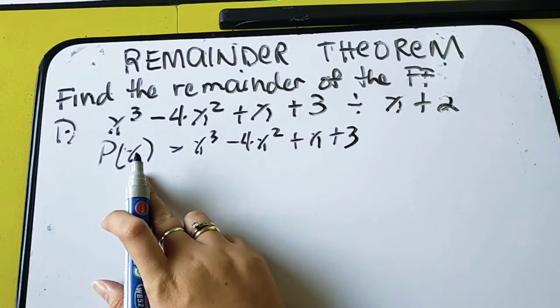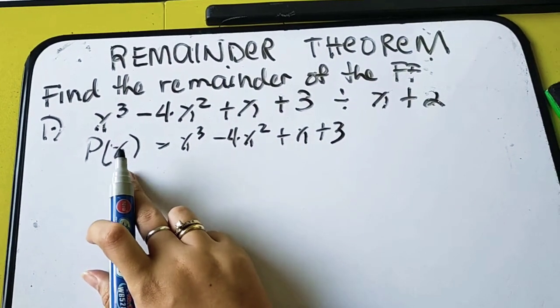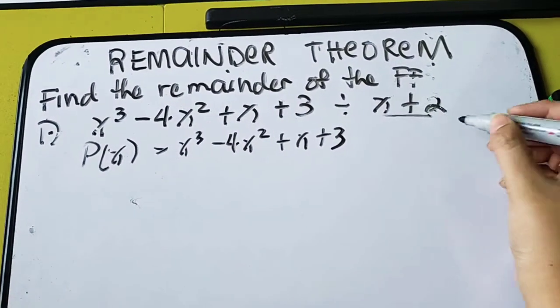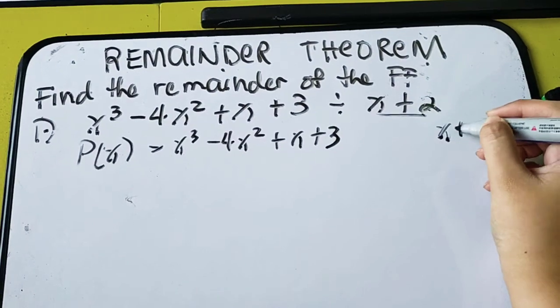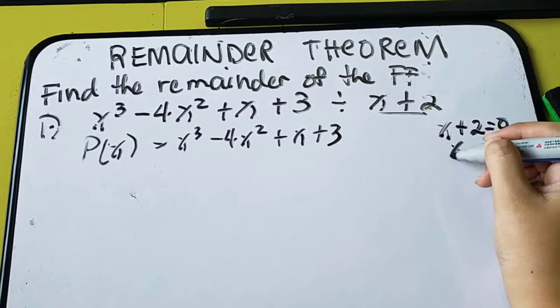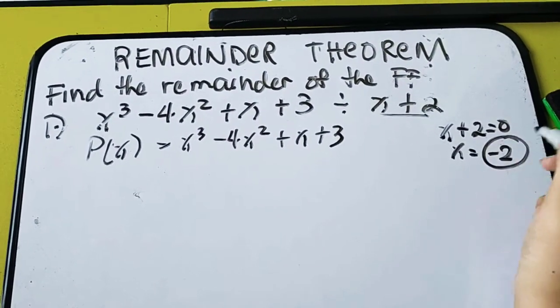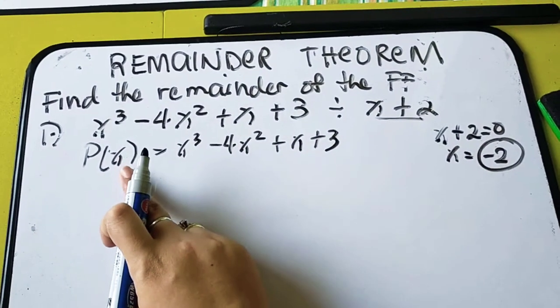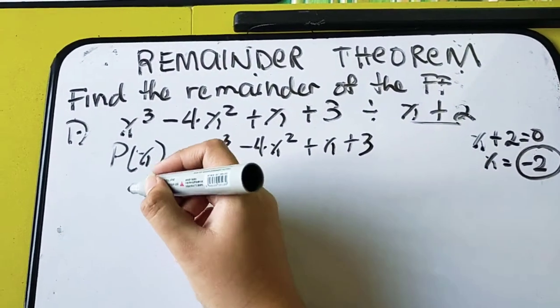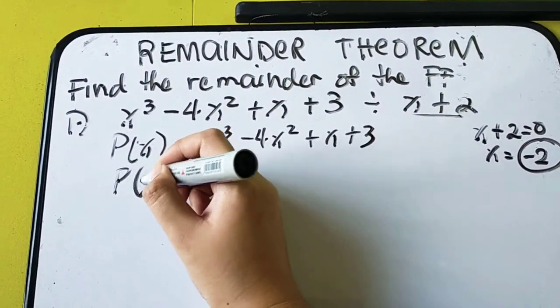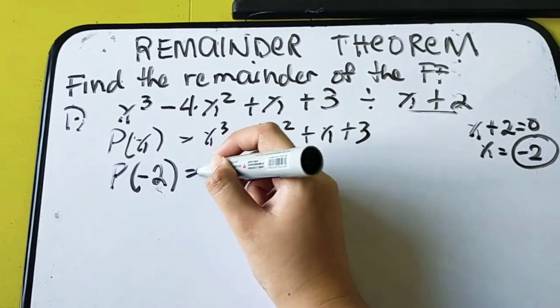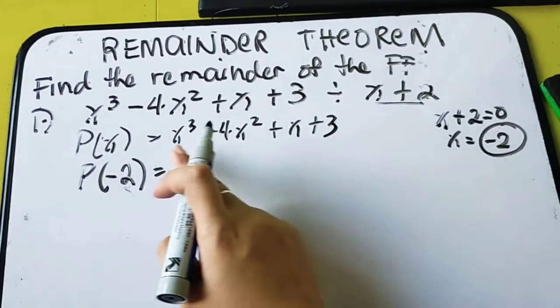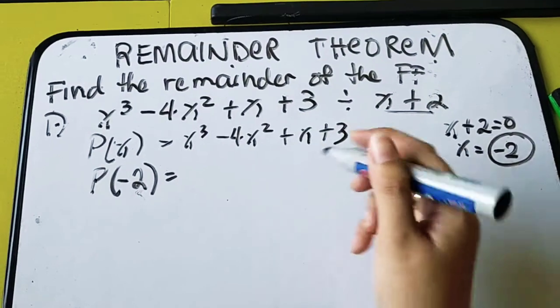Okay? So, yung x papalitan natin nung pinaka-divisor natin. Itong x plus 2, solve mo yung x niyan. X plus 2 equals 0. So, x is equal to negative 2. So, yan yung ipapalit mo dun sa x. Naintindihan? So, it becomes p of negative 2. So, yung mga lahat ng x niya, all x's, change it into negative 2.